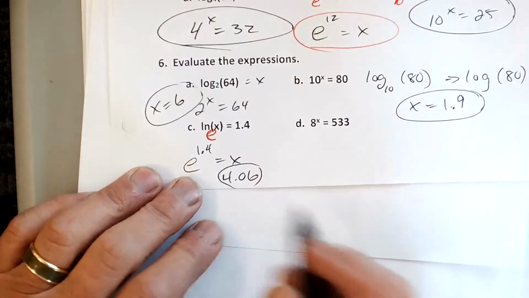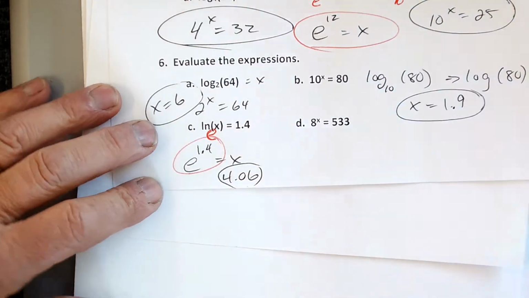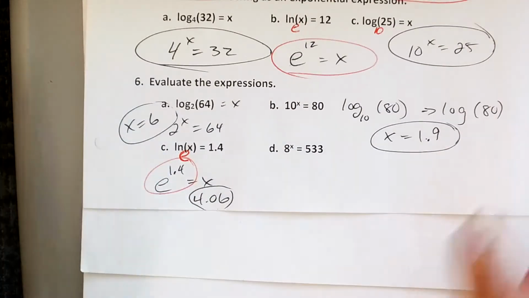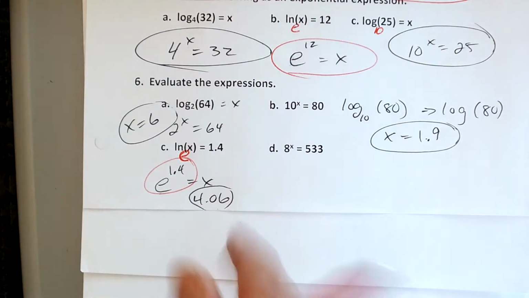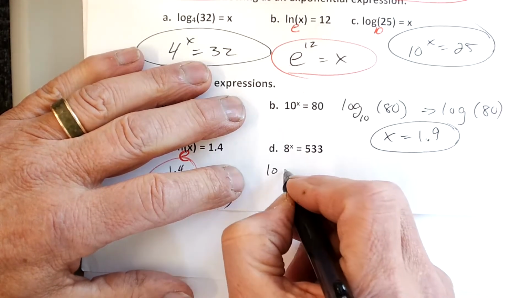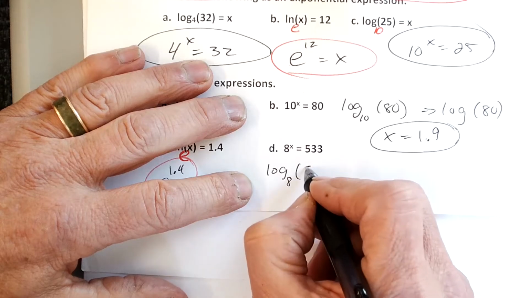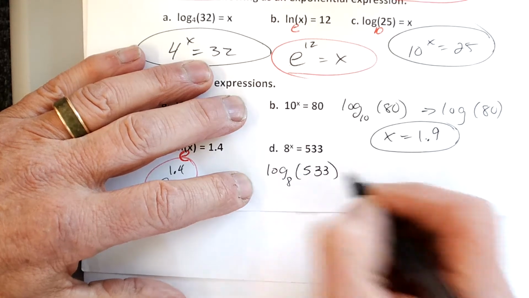Okay? Or this answer too. I like either one. I like this answer because it's nice, or that answer. D. So if I change it to a logarithm, it's really going to help. So I'm going to go log base 8 of 533. Okay, so there's 2 ways to do it.